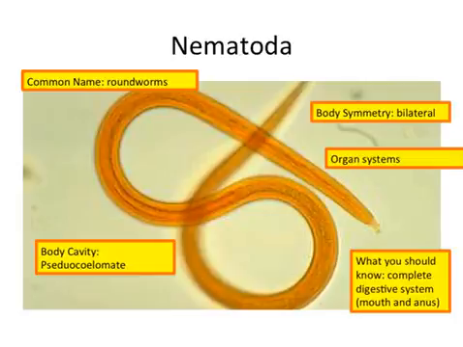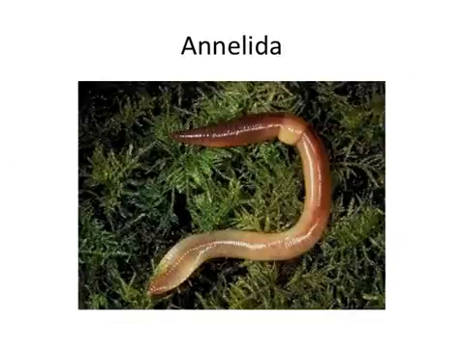They do have organ systems, and what you should know is they developed a complete digestive system. So there is a mouth and an anus. Food moves from the mouth through the rest of the digestive system and out the anus.